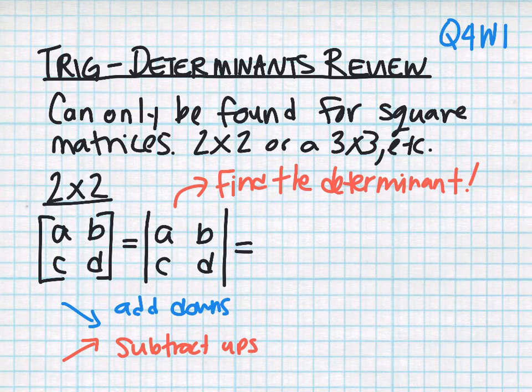Alright, so if I am doing this, I'm going to start with my downs. So that's going to be A times D. And add is also positive, so this is just going to stay positive. And then subtract my ups, minus C times B. So that's our basic formula.